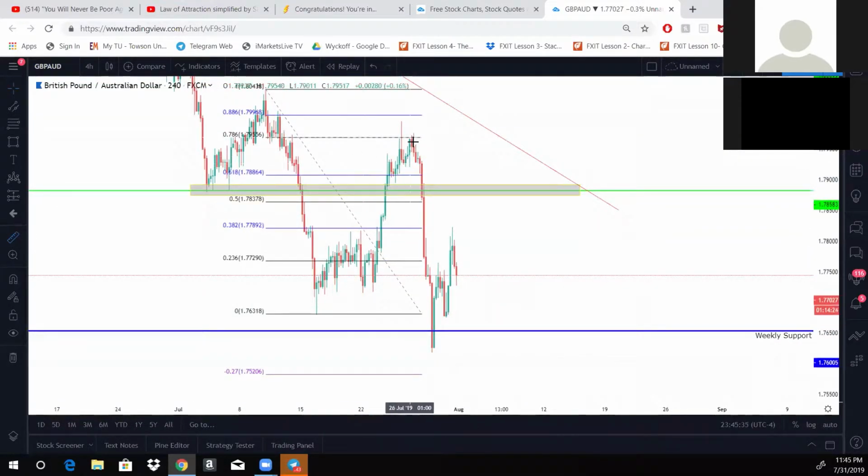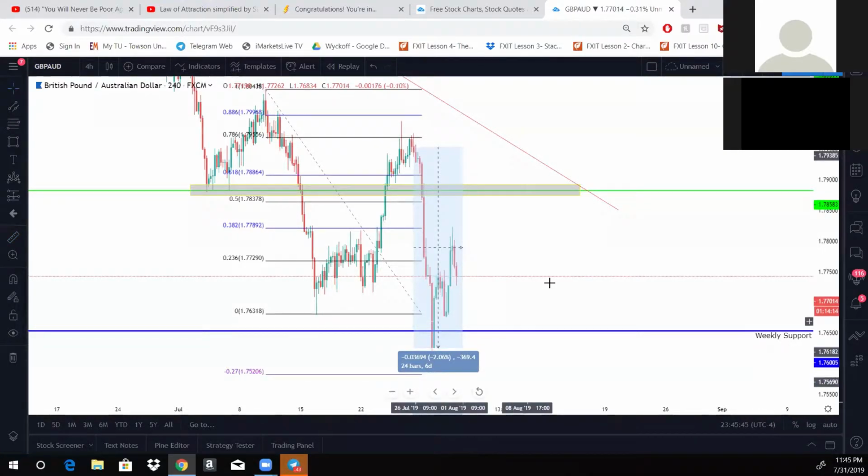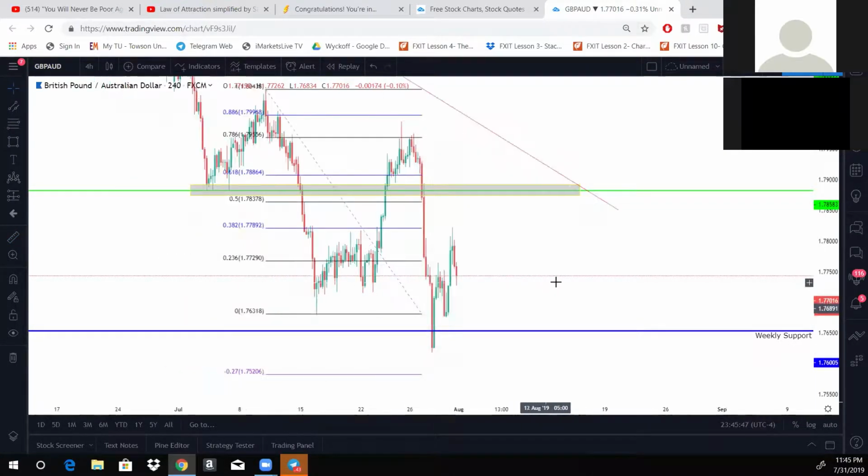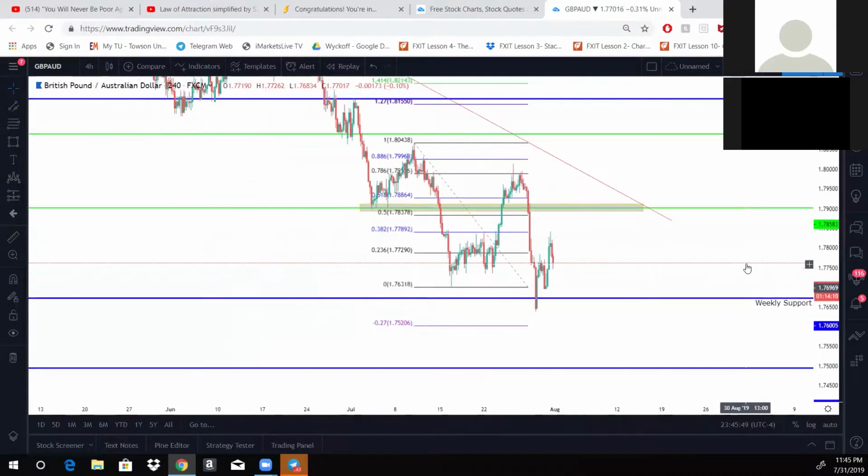So let's say you don't enter on the first candle, which you shouldn't. You should wait for a little more confirmation. Let's say you enter right here and look at it. Another 370 pips. Does this make sense, guys?